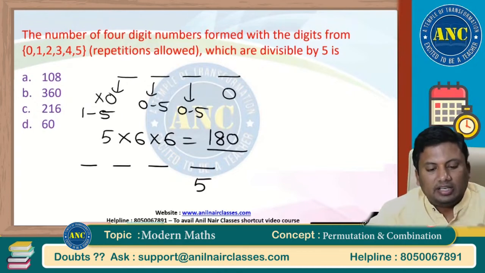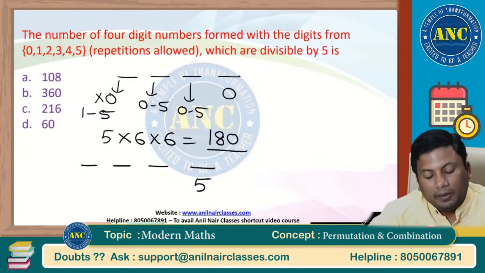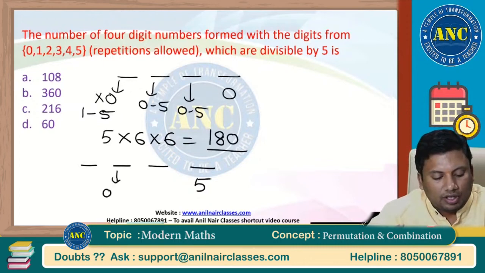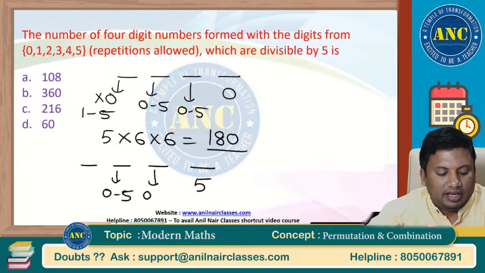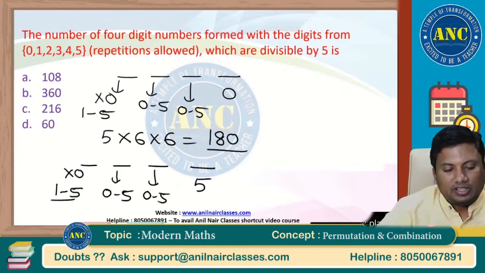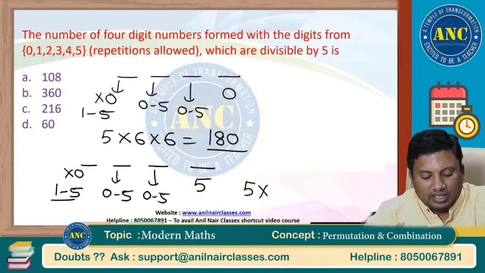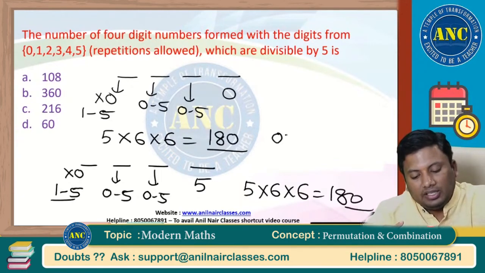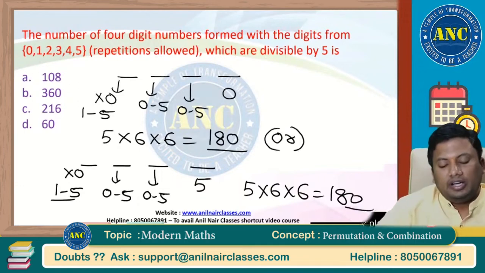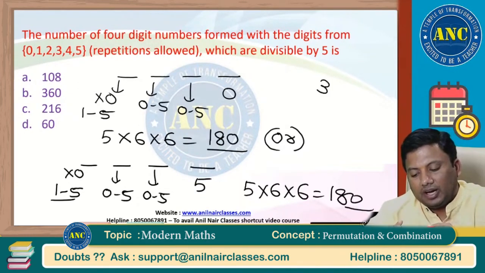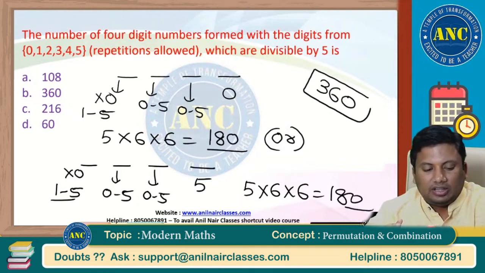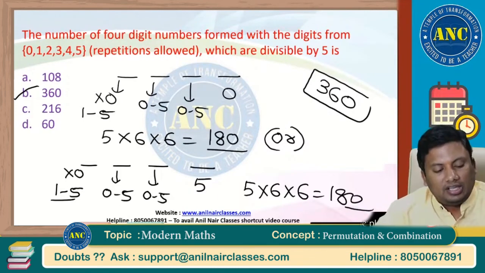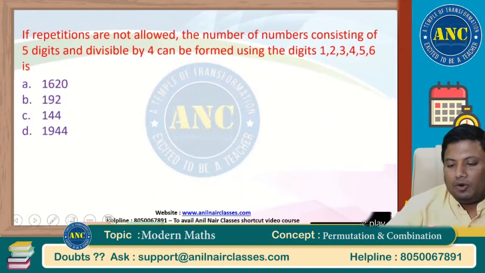If the unit digit is 5, repetition is allowed. So here it is 0 to 5, and here it is 0 to 5. Here only 0 cannot come, so here it can be 1 to 5. These are nothing but 5 into 6 into 6. 36 5s are 180. Either the unit digit can be 0 or the unit digit can be 5. 180 plus 180. Answer for this question is nothing but 360. I hope it is clear.